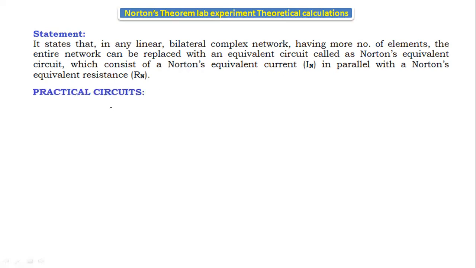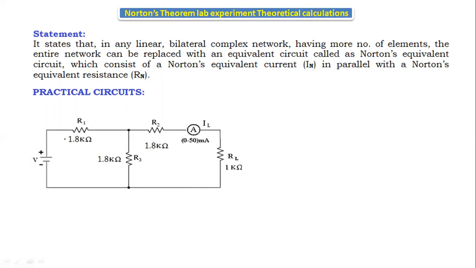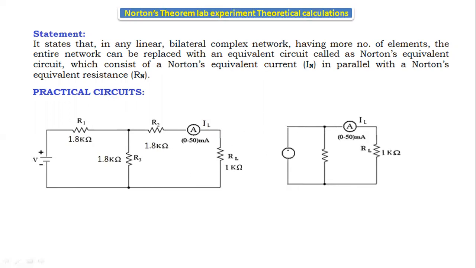If you see the practical diagram of the Norton's equivalent circuit, this is the given circuit. For the given circuit, the total circuit can be replaced with an equivalent current source called IN that is connected in parallel with the equivalent resistance RN. This is the equivalent circuit of Norton's theorem.